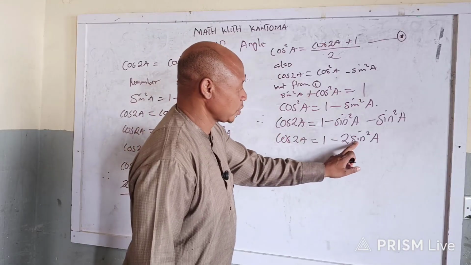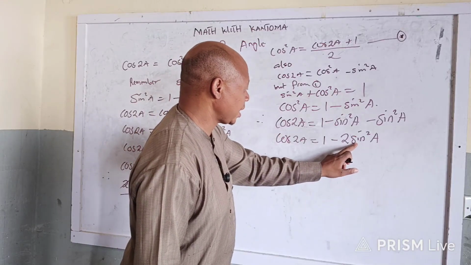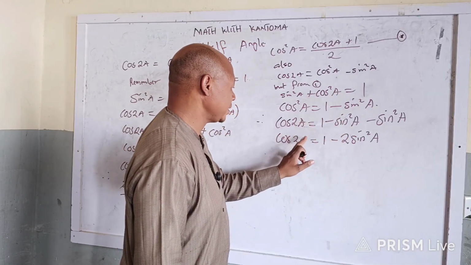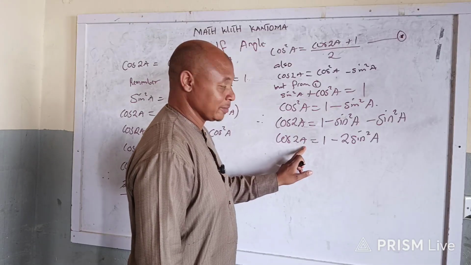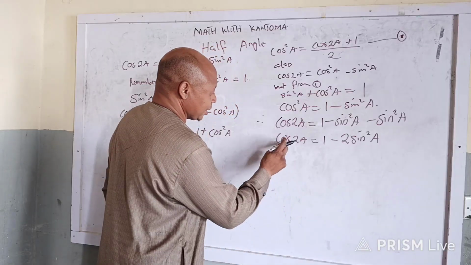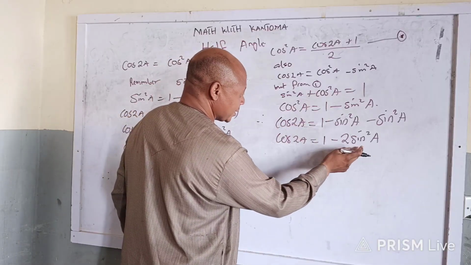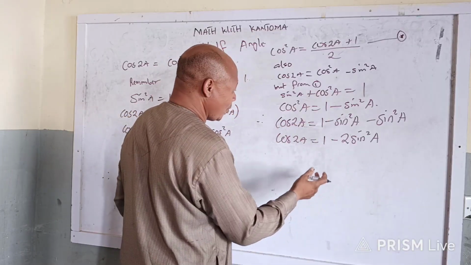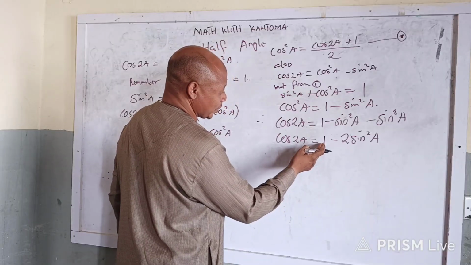So now let me make sine square a the subject. So when sine square a crosses the equality, it becomes positive because this is negative. This one also crosses the equality. Or if I like, I can do it this way.